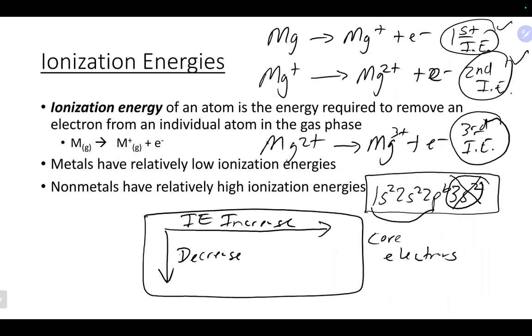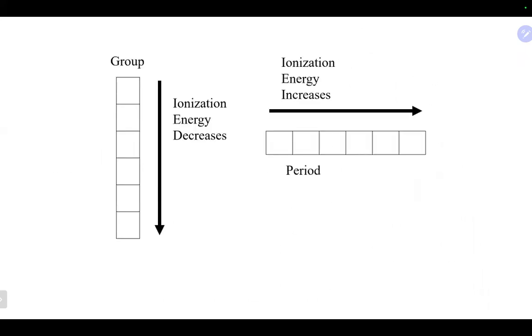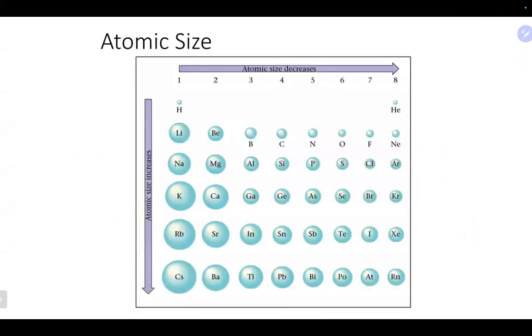So that's why some things can only form a certain charge, and magnesium is one of those. It will always form a +2 charge, because past +2, there's no chance under normal conditions that you're going to be able to rip that extra electron out of there. That's because you're getting into those core electrons, which are really, really close to the nucleus. Atomic size decreases as you go to the right of the periodic table and up, and increases as you go left and down.